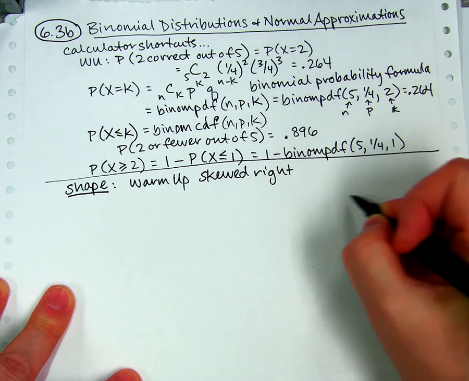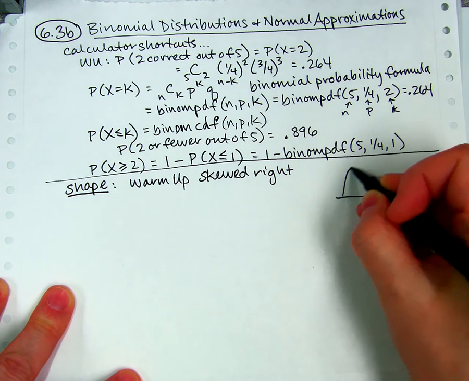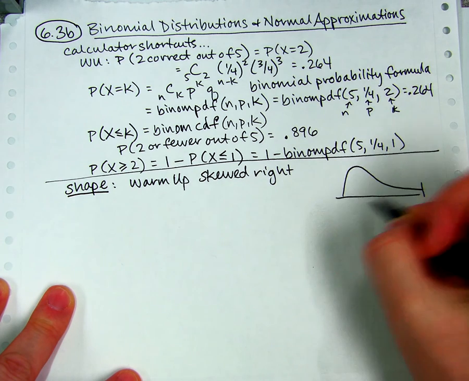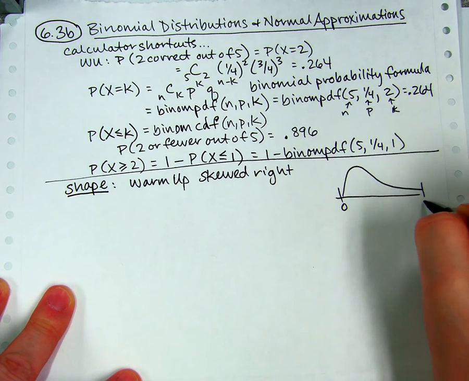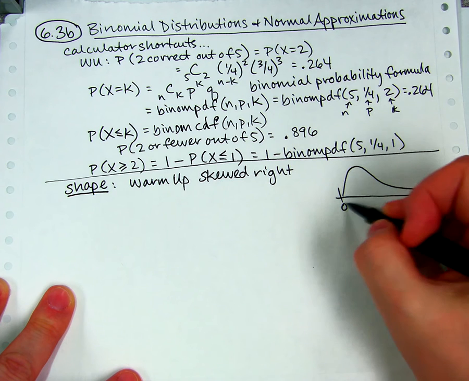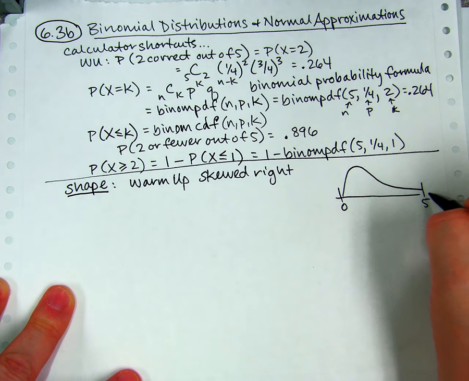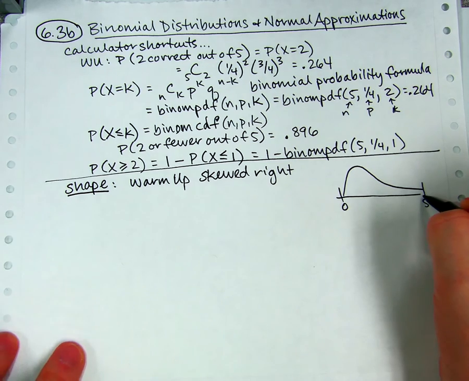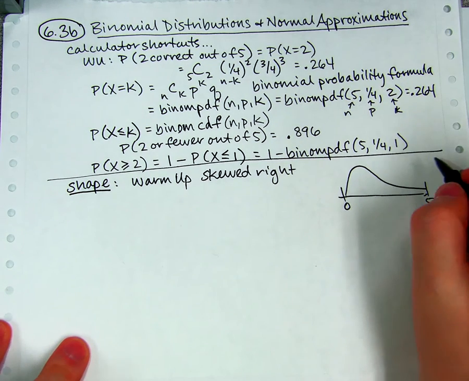And so let me just draw it real quick. It came out looking something like this. And the boundaries are 0 right and 5 right. There's a pretty good chance of getting 0 right. There's a very low chance of getting 5 right because the probability was 1/4. And I asked you to explain why skewed right made sense.